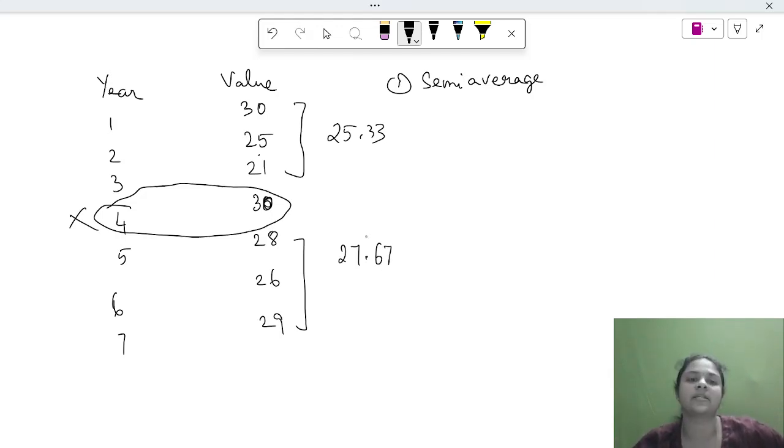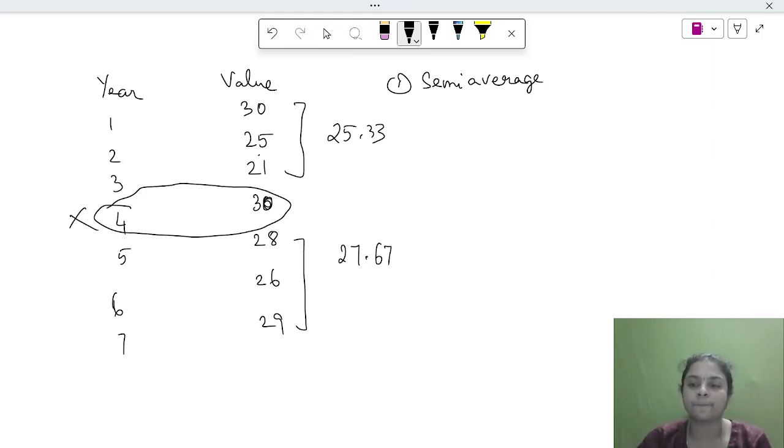Nothing beyond this. If it is an even number of years, you don't need to leave anything out. Exactly split. Suppose it is 6 years, first 3 one average, second 3 one average. That's all. If it is 8 years, how will you split? 4 and 4. Like that you need to split and answer. So this is what is trend of semi-averages.